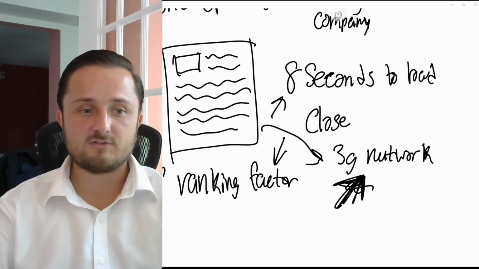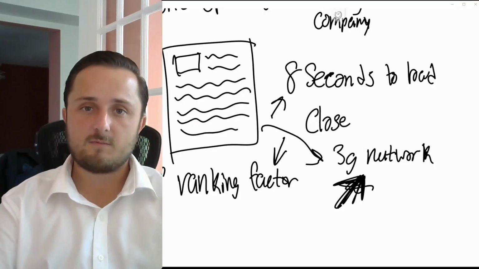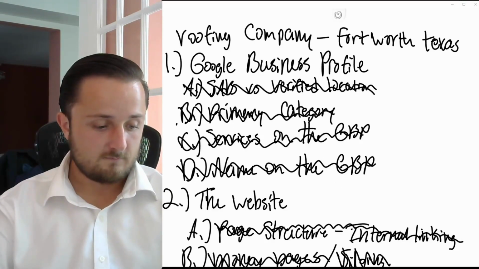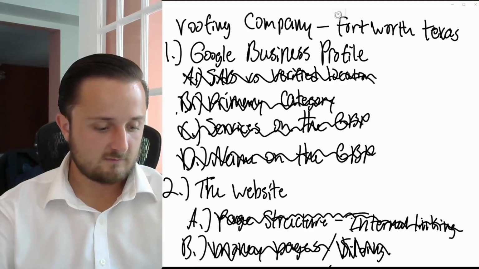Because even if they're on a 3G network, I want them to load the site as soon as possible to see the information that we have, and I want to start getting them into our sales process. Yeah. So that's how I would rank a roofing company based out of Fort Worth, Texas.